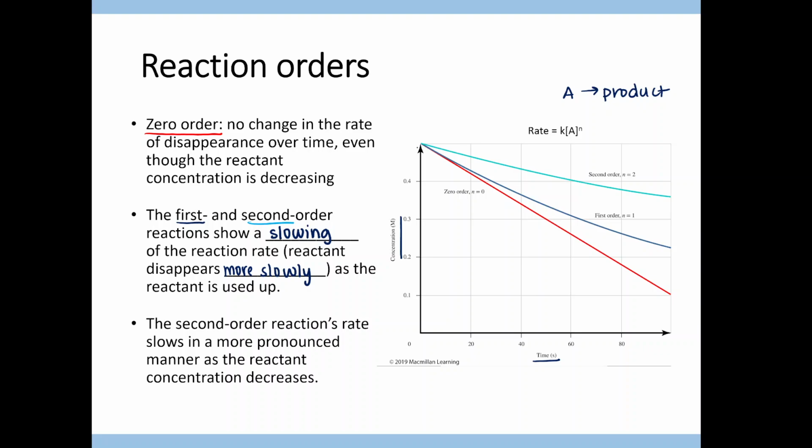So the first order line, let's look at that one. It decreases at a certain slope and then it starts to level out. So the rate at which A is decreasing is changing over time. It's slowing over time. And then the second order reaction rate slows in a more pronounced manner as the reactant concentration decreases.